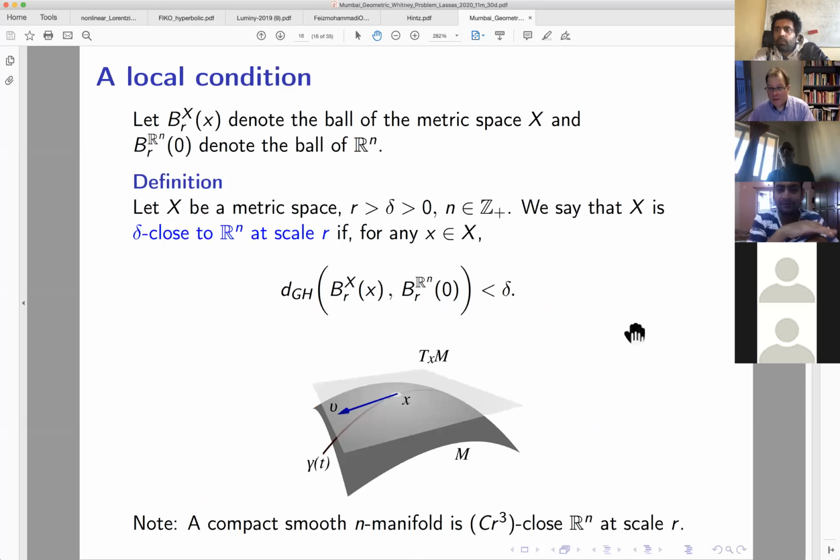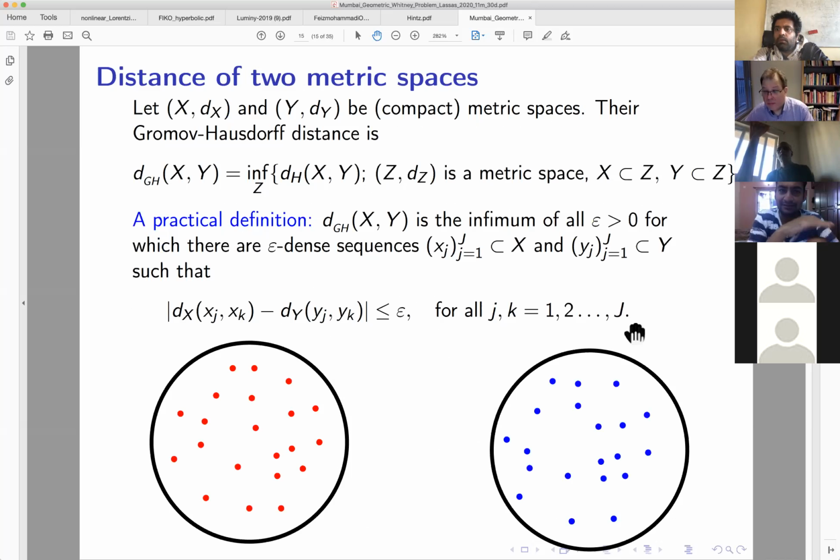So your practical definition is not just a heuristic; it's an actual way to calculate the Gromov-Hausdorff distance. Is that what you're saying? That is true. Yes.